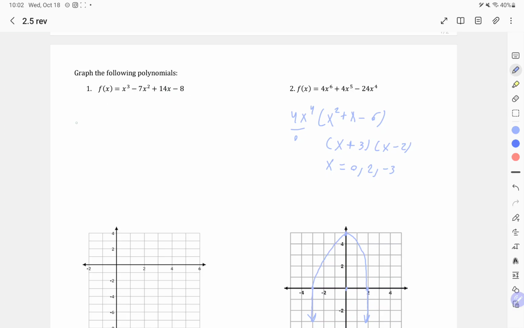You can possible root this. Why not? Okay, you could do negative 8 or 8. Yeah, you can possibly root this. P equals plus or minus 1, 8, 2, 4. Yeah, let's get it. All right.